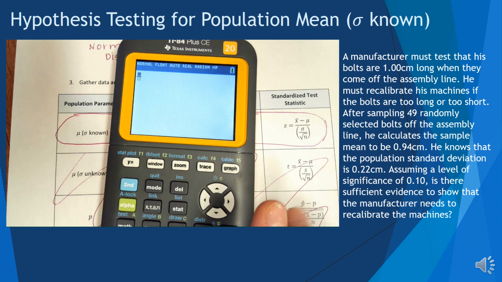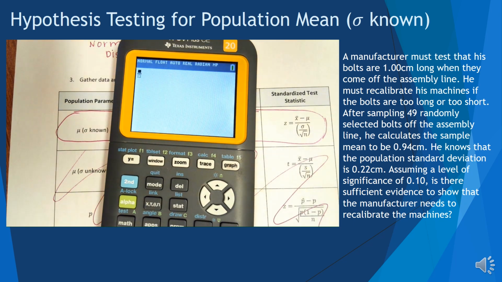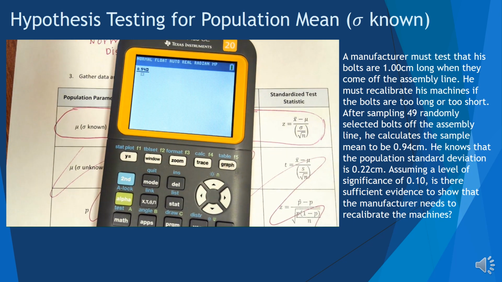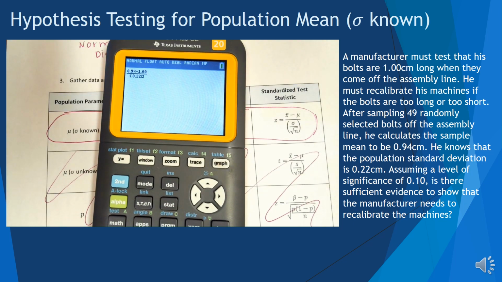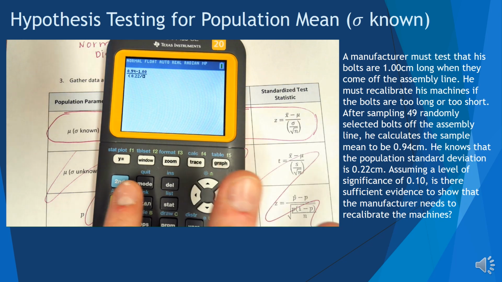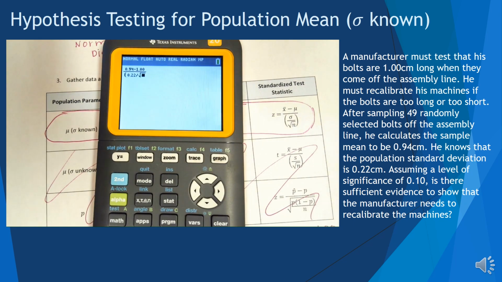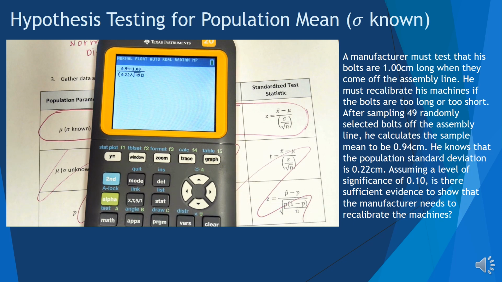Alright, so in the top we have 0.94 minus 1.00. In the denominator, I'm going to put a little parentheses around it just to make it match up, but you don't have to if you're typing it in this way. 0.22 divided by the square root of 49. Get out of that square root, close the parentheses, and hit enter. And there's your test statistic.